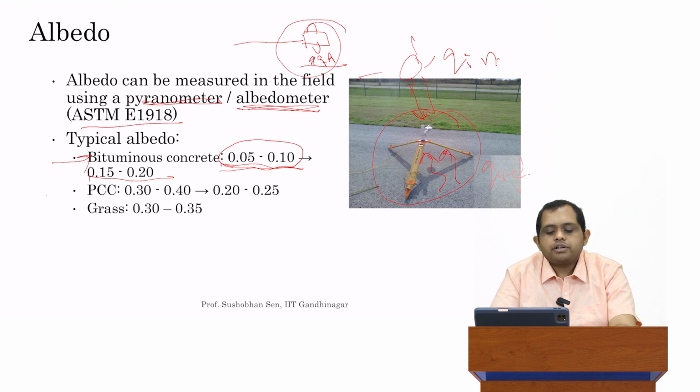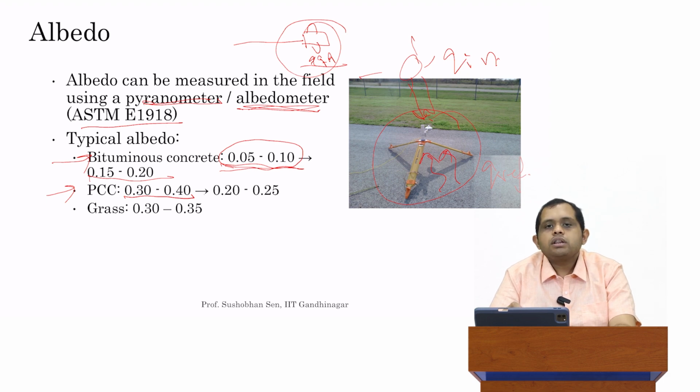So that's for asphalt concrete. What about for PCC? That is, for rigid pavements. For rigid pavements, it initially starts out with a value of around 0.3 to 0.4. What that means is around 30 to 40% of the solar radiation is reflected and 60 to 70% is absorbed. Compare that to, say, a flexible pavement where only about 5 to 10% is reflected and 90 to 95% is absorbed. You'll agree with me, it's quite a large difference between the two.